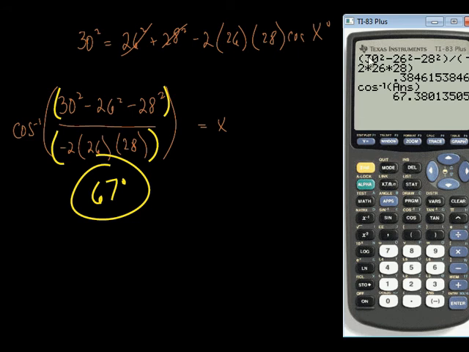Look, do you have all this? Do you have that first parentheses? 30 squared minus 26 squared minus 28 squared. Then another parentheses. Then divide. You have a division sign? Yeah. Okay, parentheses, negative 2 times 26 times 28, close parentheses. You got all that? Did you hit enter and get this number, 0.384? Did you get that number at all?